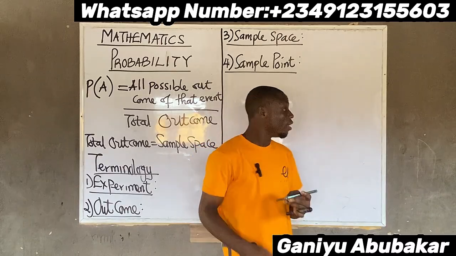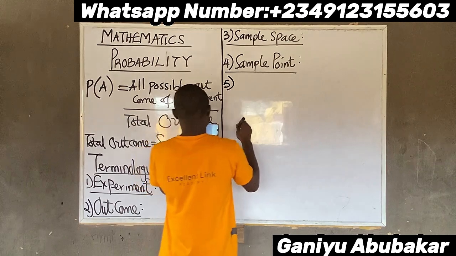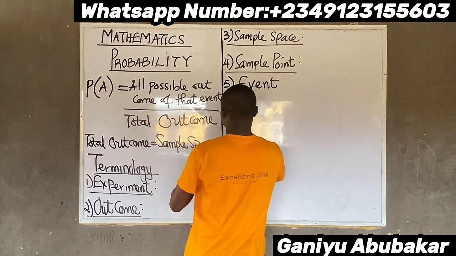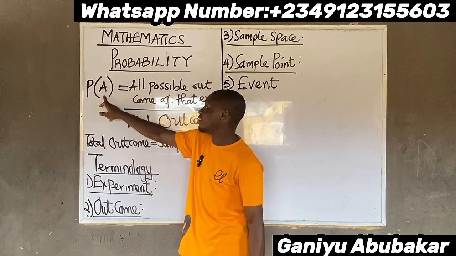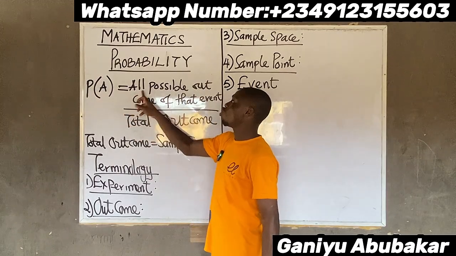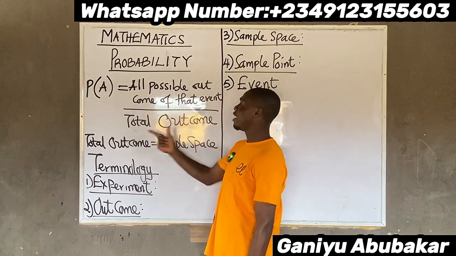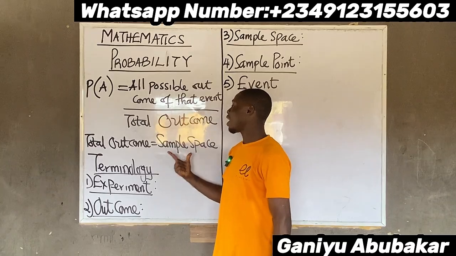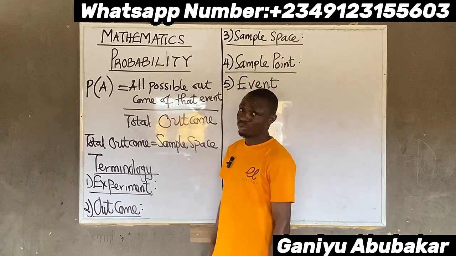All right. The fifth one, which is the last one on my list here. Let's have events. What's an event? Because we said the probability of any event is equal to all possible outcomes of that event over the total outcome. Total outcome is also called the total sample space.